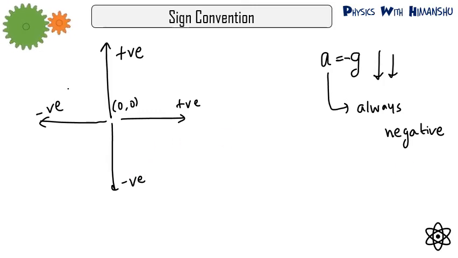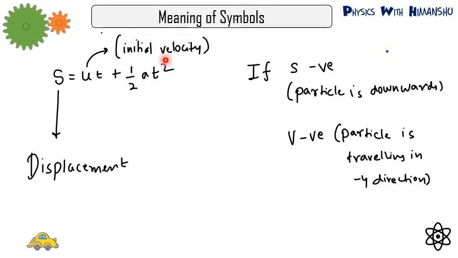Now you have to first understand the meaning of the symbols. Like in this equation, s is equal to ut plus half at square, this s is not distance. This s is displacement. Displacement means how far your particle is from the point of projection. So if the particle is upwards, displacement will be positive. If the particle is downwards, displacement will be negative. And so if s is negative, then the particle is below.